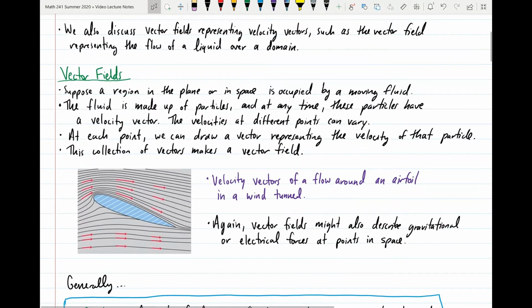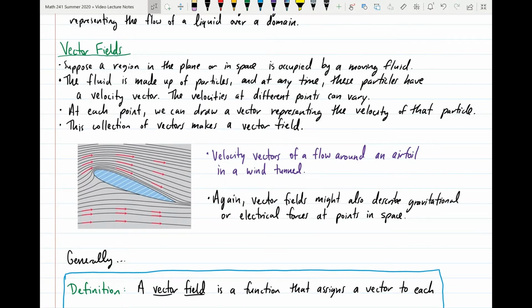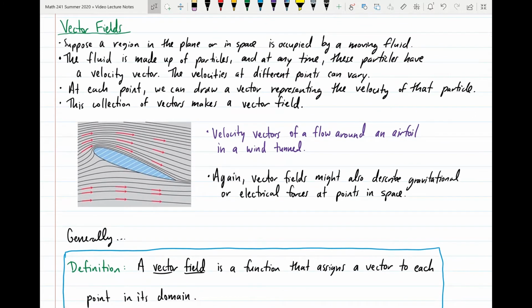Okay, so let's get into vector fields then, and define this thing rigorously. Suppose that we have a region in the plane, or a region in 3-dimensional space, and suppose that it's occupied by a moving fluid, for example. The fluid is made up of a bunch of particles, and at any time, each of these particles has a velocity vector, since they're moving around. And the velocities at the different points can vary. You can have one point in the fluid that's moving much quicker in some direction, and a different point inside the fluid that's moving slower in some completely different direction. But at each point, we can draw a vector that represents the velocity of that particle. And this collection of vectors makes a vector field.